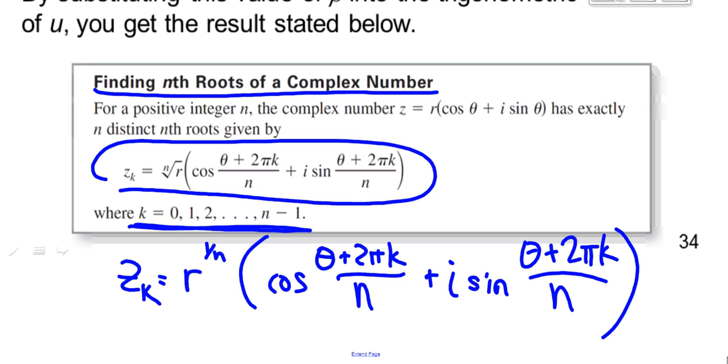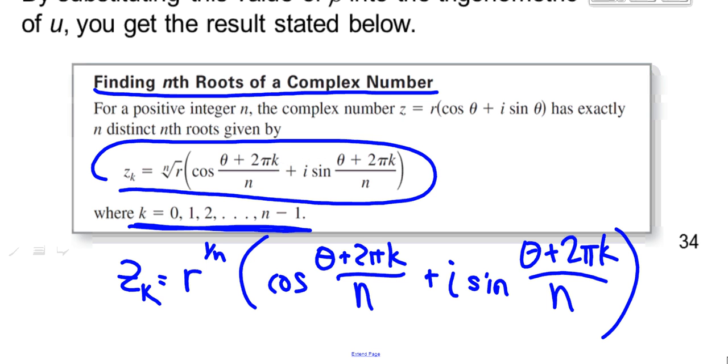Yes, there are a lot of equations. So if we have to find the nth root of a complex number, and I rewrote it over here, it's not quite as intimidating as maybe it seems. If our complex number z is r (cosine theta plus i sine theta), it has exactly n distinct nth roots given by z sub k, where k is 0, 1, 2, 3, 4.